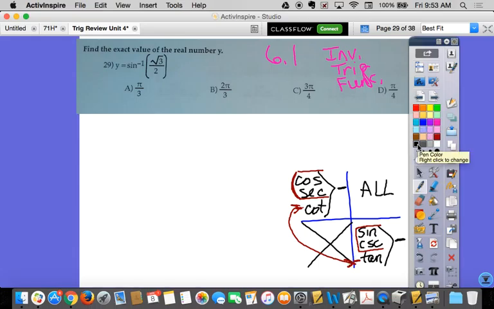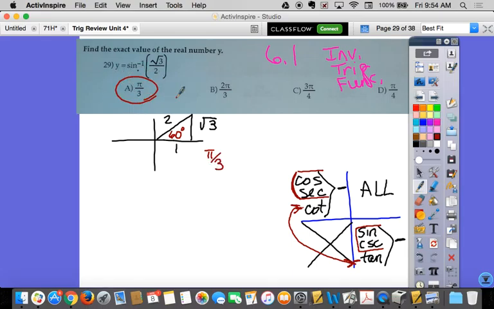So let's get started. Number 29. Where does sine have a value of positive square root of 3 over 2? It's positive, so first quadrant, opposite over hypotenuse. Now what is that angle measurement? That angle would be 60. What's the radian for 60? Because these answers are in radians. That would be pi over 3. That's option A.